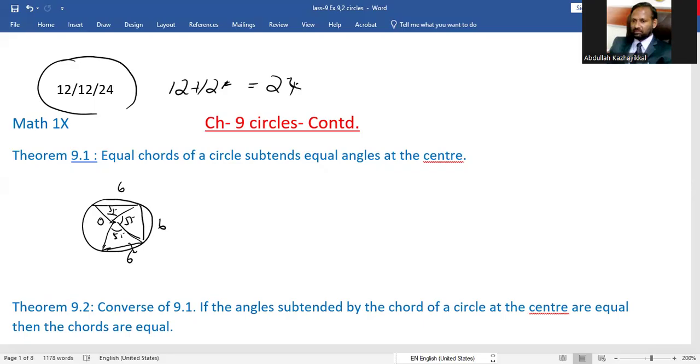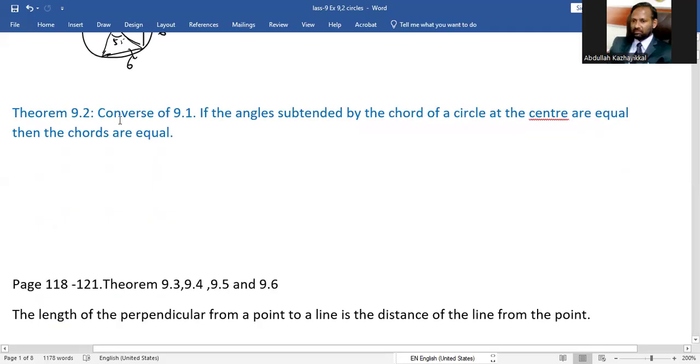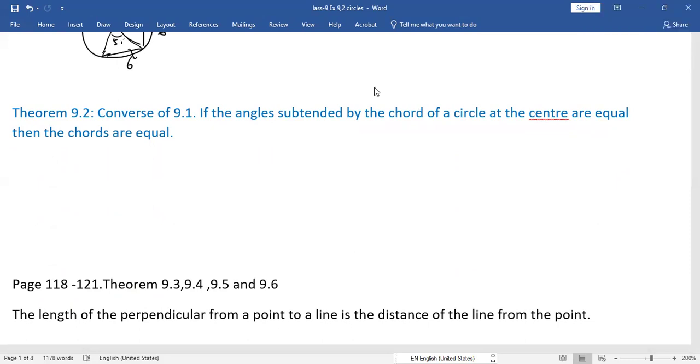We can draw many chords. A chord is the line segment whose endpoints are on the circle. We study the diameter, the longest chord. Okay, now listen here. Next one, theorem 9.2. That is a converse. Converse is not new for you because we did it many times. Same thing in a reverse way.